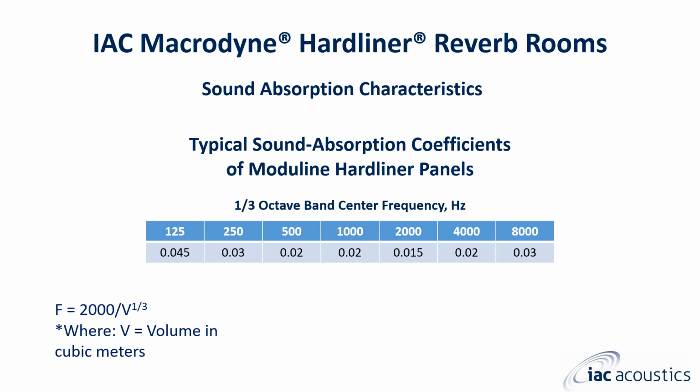However, in a lower frequency range, additional absorption or bass traps is usually desirable to increase the bandwidth of normal modes of the room. The upper limit of this frequency range is given in the following relationship, where the frequency would equal 2,000 over the cubed root of the volume. The highest value of the average sound absorption coefficient within the frequency range of interest should not exceed 0.06. As you can see by the chart, the hardliner Modulin panel has been designed and developed to meet those requirements. Modulin hardliner modules meet these desired sound absorption characteristics as shown.